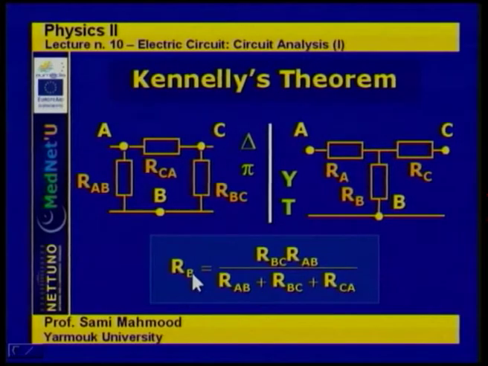So, adopting this argument, RB is equal to RBC times RAB divided by this sum, RAB plus RBC plus RCA. This sum is simply the summation of all the original resistances in the delta configuration. And finally, RC is equal to RCA times RBC divided by the summation of the original resistances, RAB plus RBC plus RCA, as before.